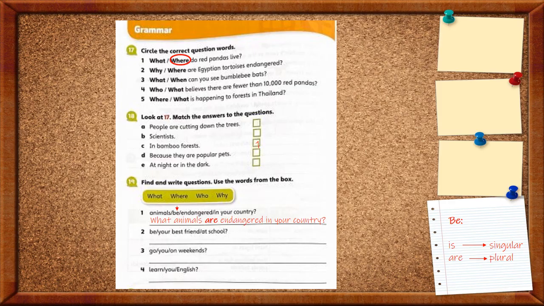Acuérdense que be es is o are. Is se utiliza nada más cuando es una persona y are se utiliza cuando son dos personas o más. En este caso, como estamos hablando de animals en plural, vamos a utilizar are. Continue with the rest, please.